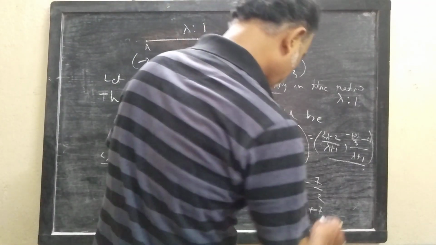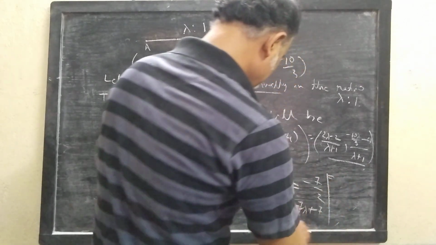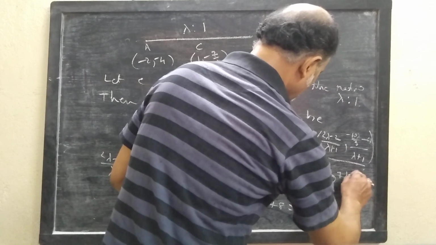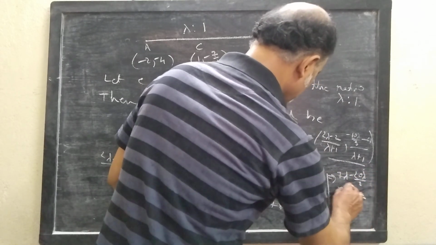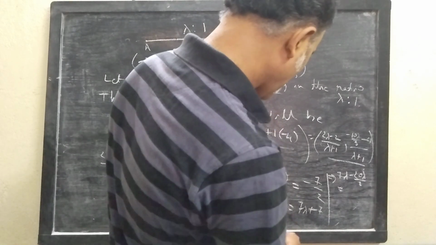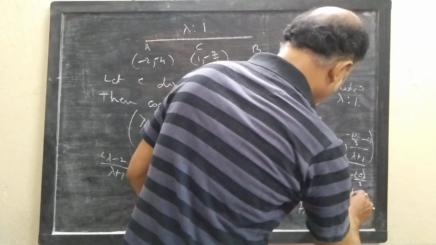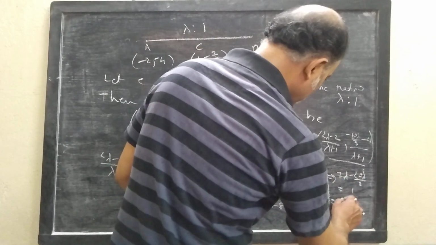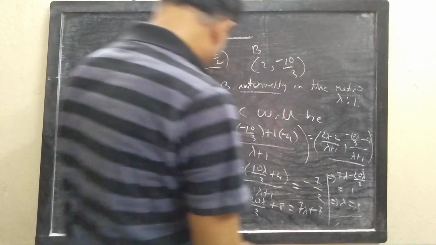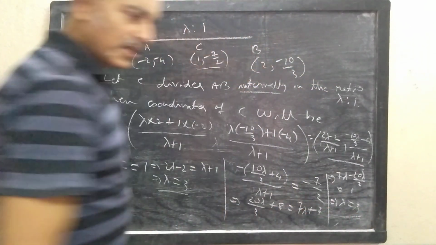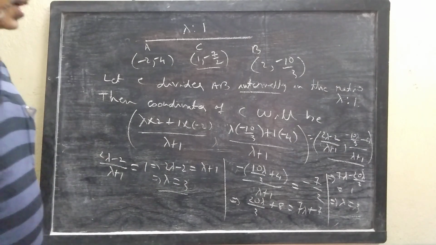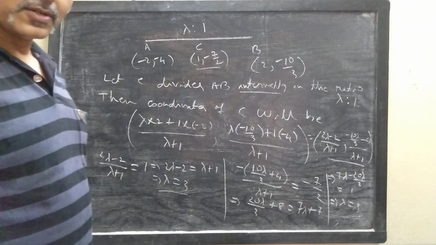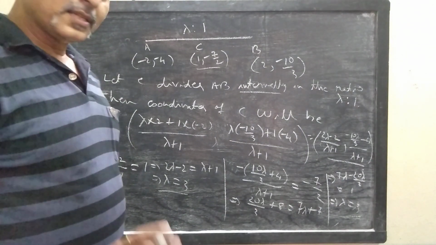Then we get 7 lambda minus 20 lambda by 3 equals 8 minus 7, which is 1. That implies (21 minus 20) lambda by 3 equals 1, that implies lambda equals 3. See? Same result. So you can equate the abscissa part, or you can equate the ordinate part also. You get the same result.